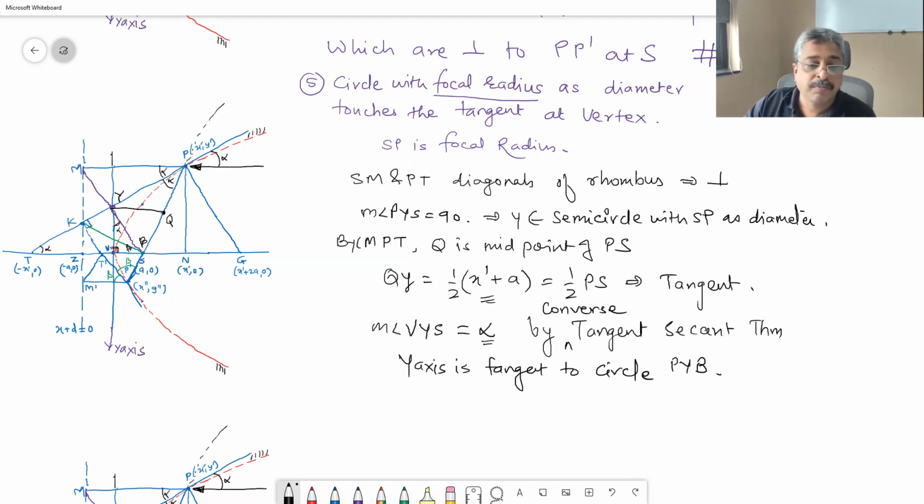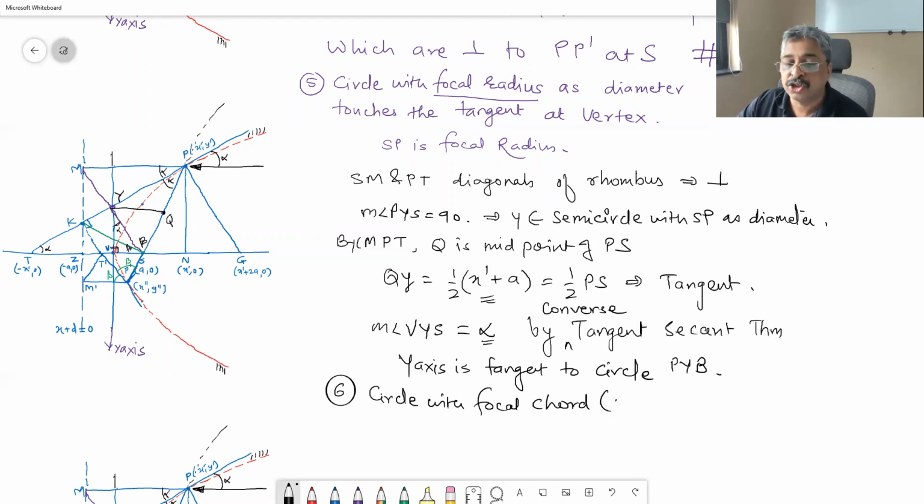Good. Property number 6. Circle with focal chord as a diameter. Circle with focal chord, that is PP dash, as diameter touches directrix. Circle with focal chord as a diameter touches the directrix.